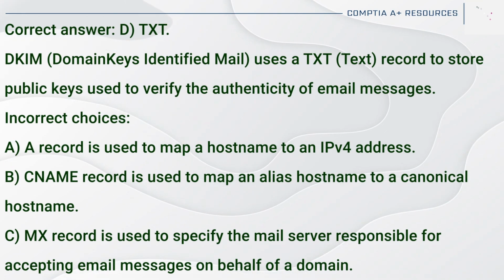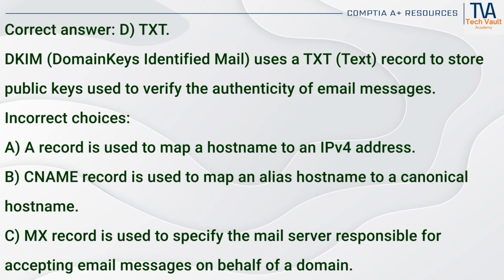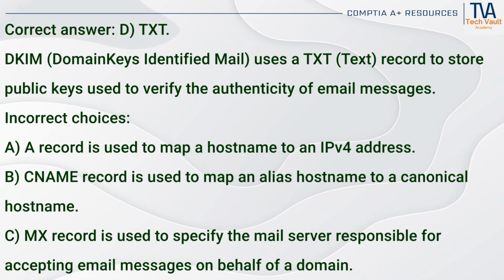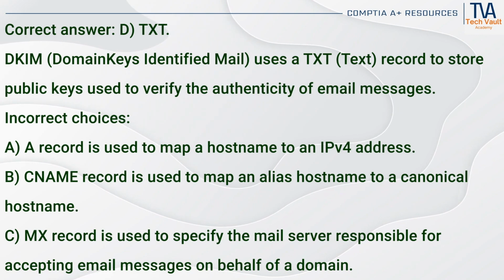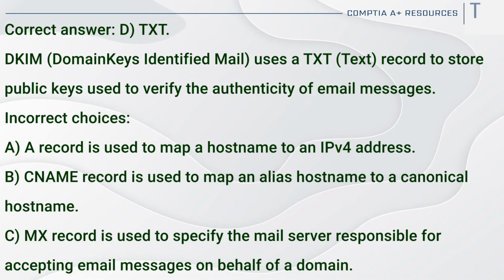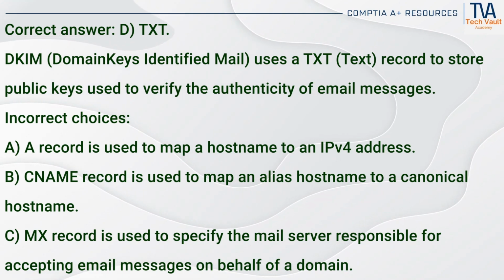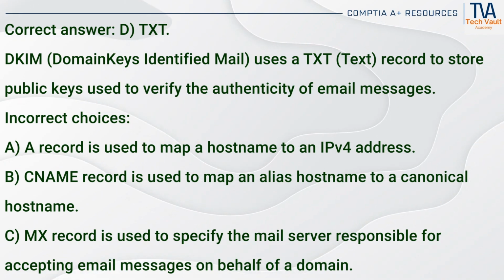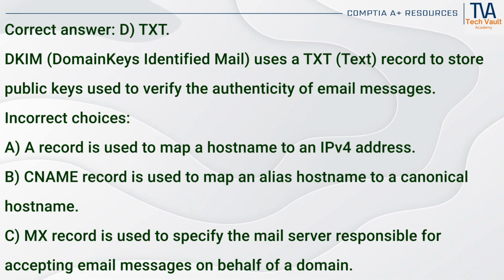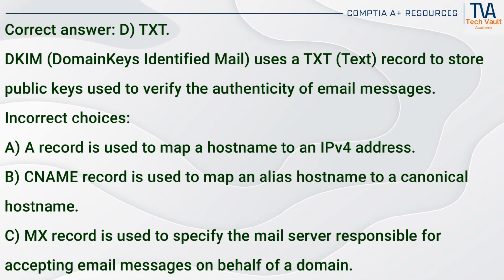Correct answer, D, TXT. DKIM, DomainKeys Identified Mail, uses a TXT text record to store public keys used to verify the authenticity of email messages. Incorrect choices. A record is used to map a hostname to an IPv4 address. B, CNAME record is used to map an alias hostname to a canonical hostname. C, MX record is used to specify the mail server responsible for accepting email messages on behalf of a domain.